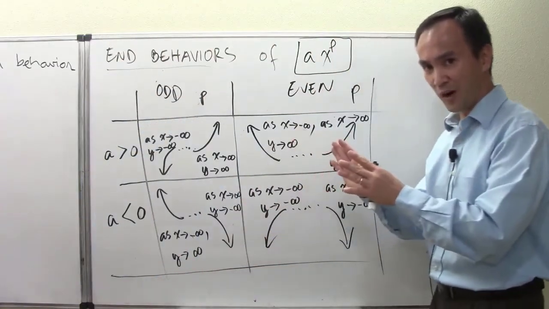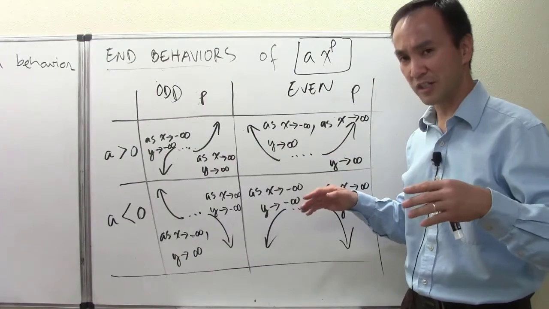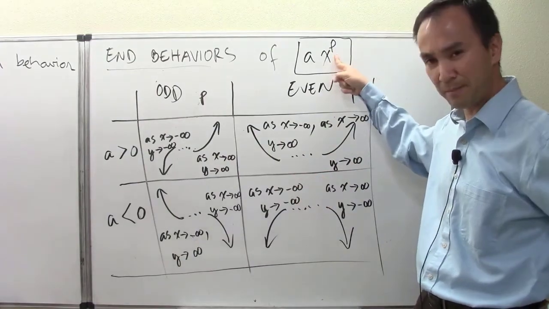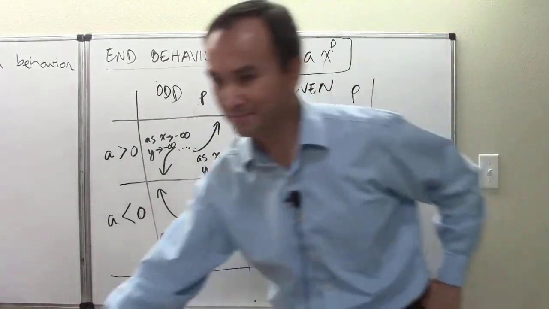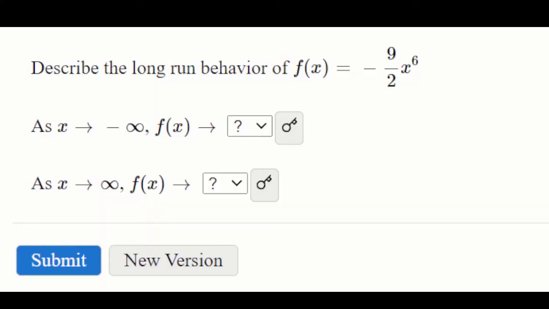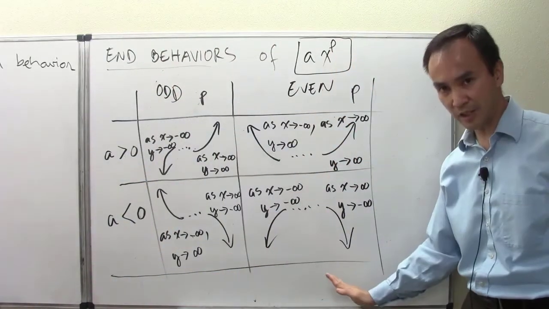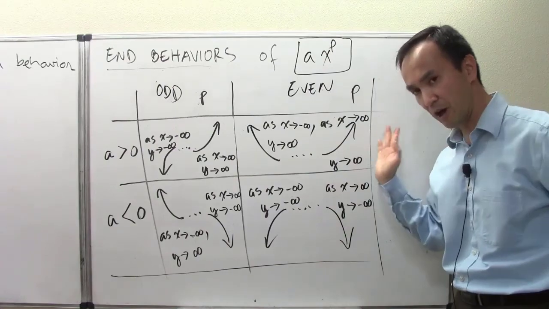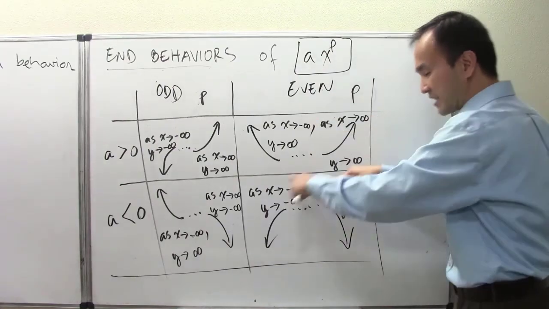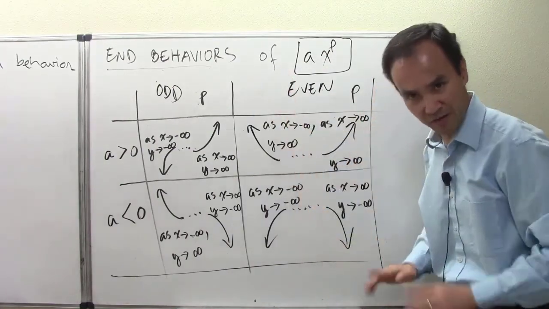the function was an even power. That power was power 6. Even power 6 right here. So immediately I am expecting that we're in this column about the long run behavior. So both ends have to point in the same direction. That's already in my expectation.